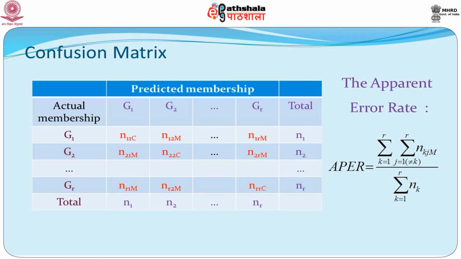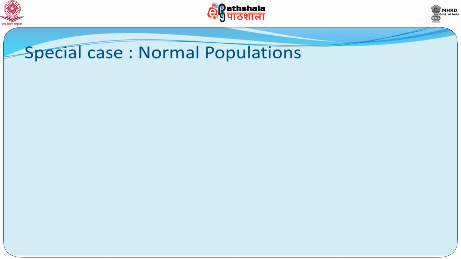The larger this value is, the more misclassification you have and the rule is not good. The lower this value is, the smaller the numerator, and in that case you have correctly classified most of the individuals. So, this gives you a very good idea of how good the classification rule is. Let us look at a special case for the normal populations.